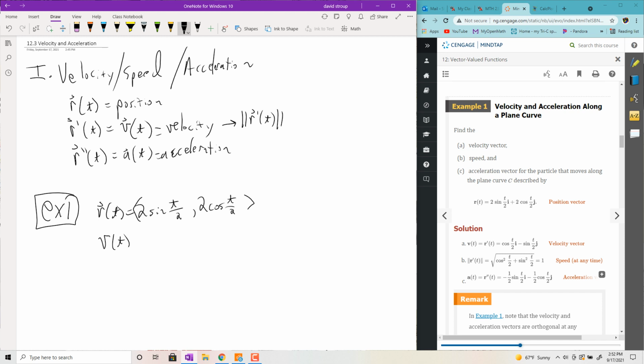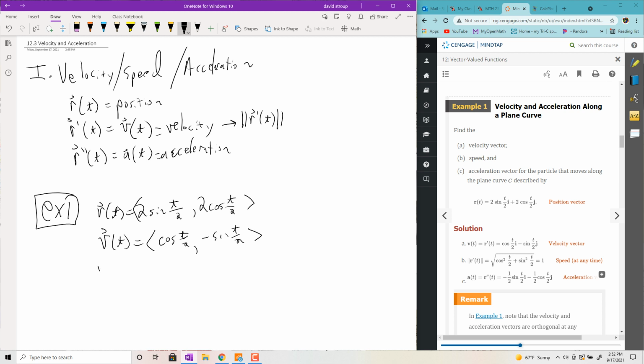So velocity is then just the derivative. So we're looking at 2 cosine of t over 2, and then the chain rule, you get a 1/2. So 1/2 times 2 is just 1. So cosine of t over 2. And then the other guy, negative sine of t over 2. Chain rule will get rid of the 2 in the front.